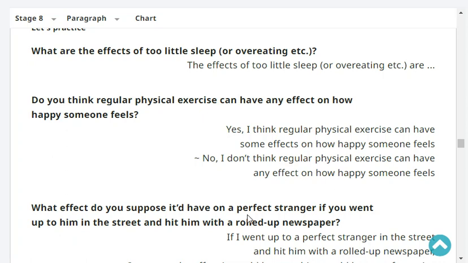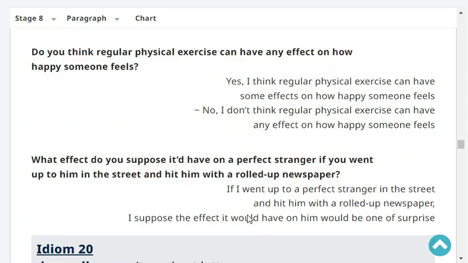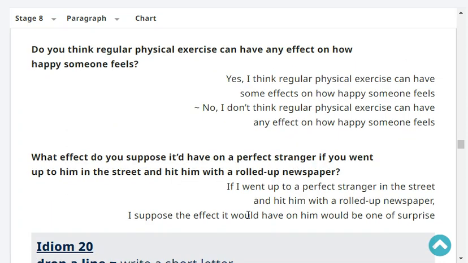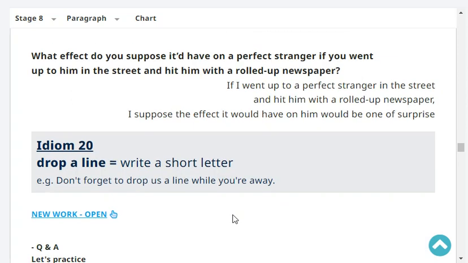What effect do you suppose it would have on a perfect stranger if you went up to him in the street and hit him with a rolled up newspaper? If I went up to a perfect stranger in the street and hit him with a rolled up newspaper, I suppose the effect it would have on him would be one of surprise. Very good.